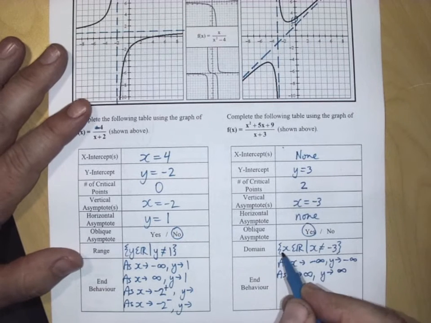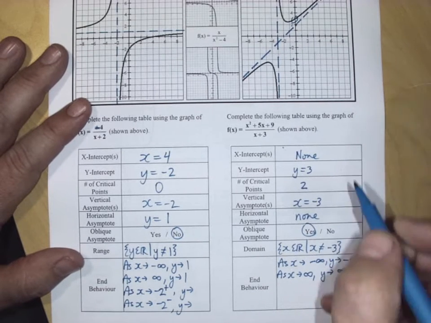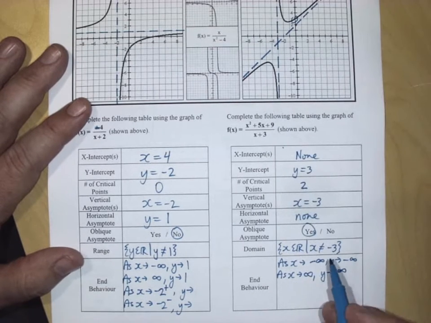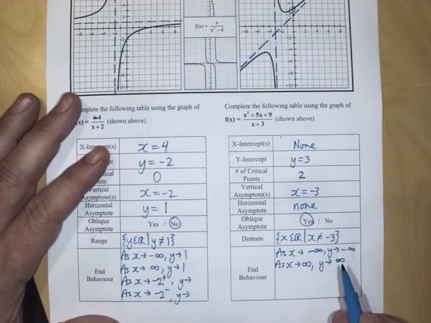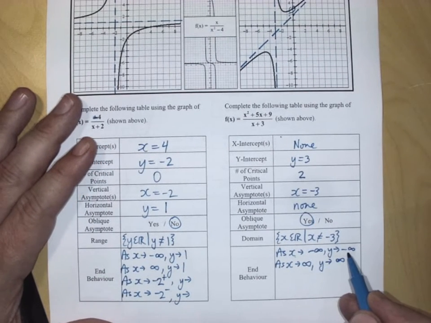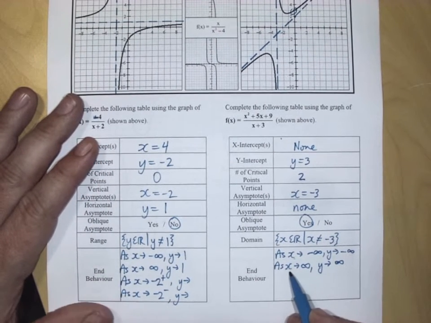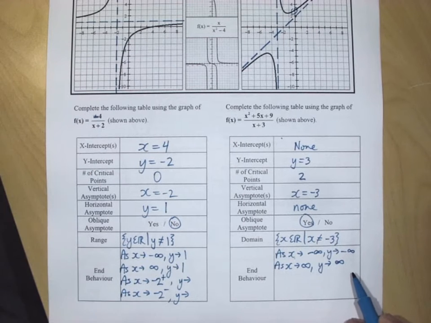The domain for this is x such that x cannot equal -3. That's the only value of x it cannot be. And the end behavior, as x approaches -infinity, y approaches -infinity. As x approaches infinity, y approaches infinity. That's the end behavior here.